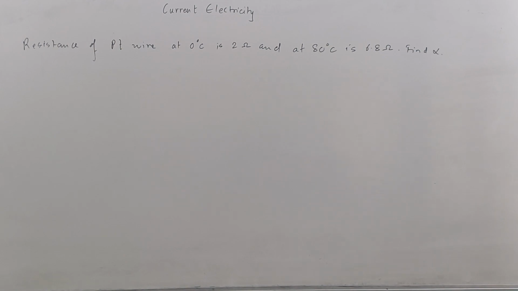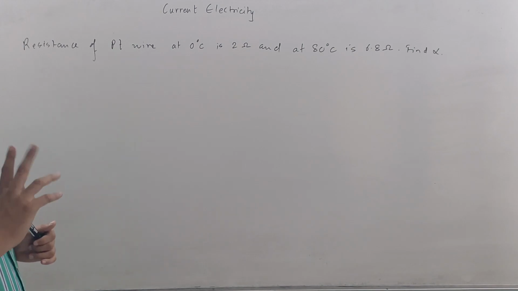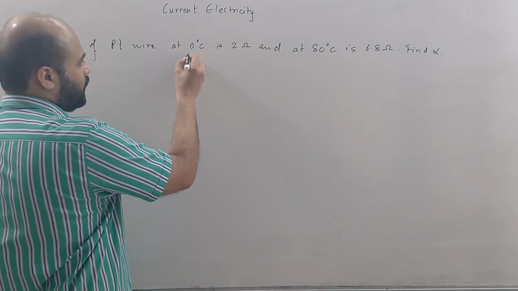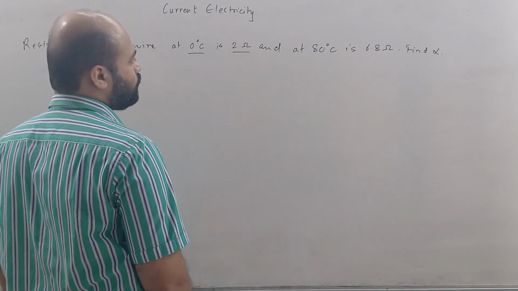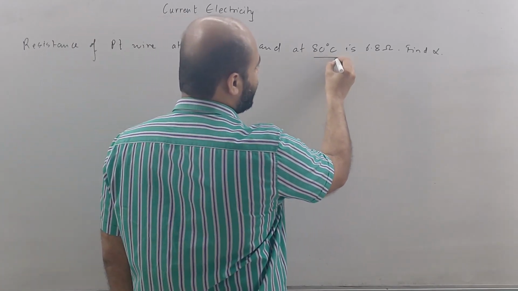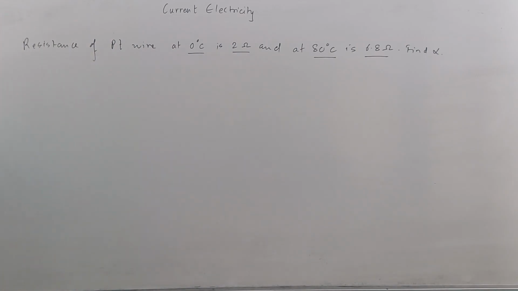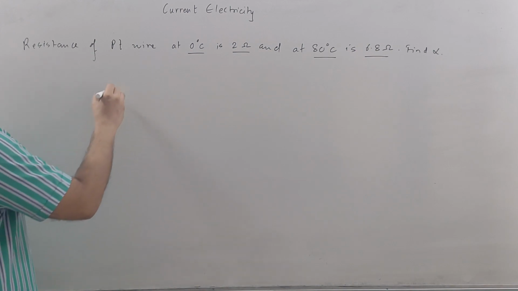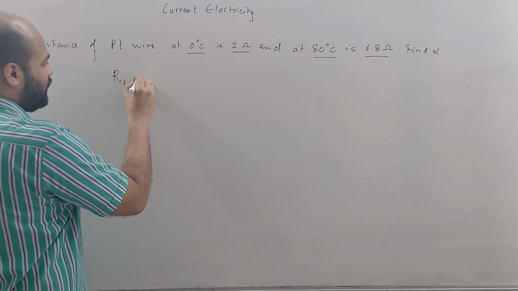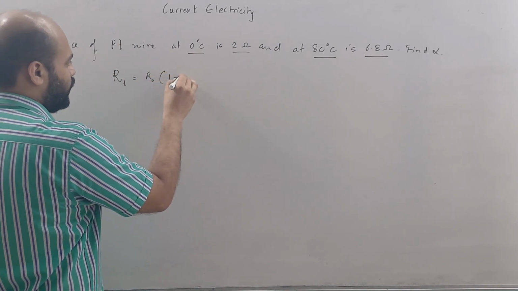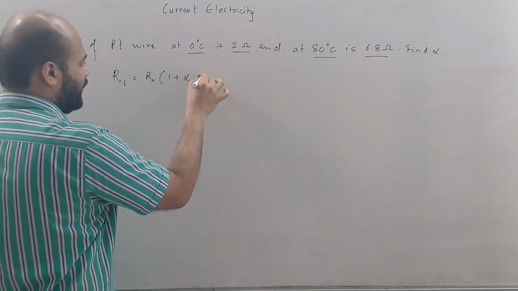So the next question is as follows. We have got a platinum wire, and what's given to us is that at 0 degrees centigrade, the resistance is 2 ohms, and at 80 degrees centigrade, the resistance is 6.8 ohms. So resistance is increasing. What we got to find is the value of alpha. Alpha is temperature coefficient of resistance, and the formula that we know regarding this is RT equals R naught into 1 plus alpha delta T.